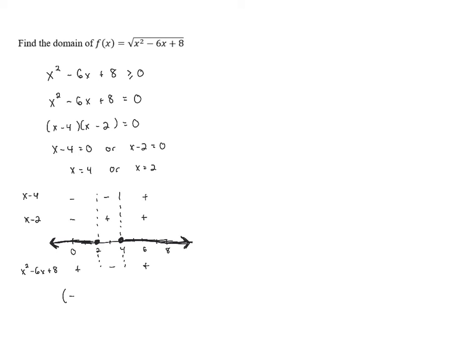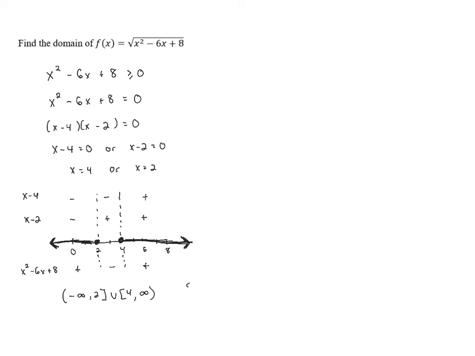Specifically, the interval from negative infinity to 2 union with the interval from 4 to positive infinity. Now, this represents where x squared minus 6x plus 8 is greater than or equal to 0. That means the radicand is greater than or equal to 0, and thus this is a representation of our domain. However, this is in interval notation, and we've been doing domains in set builder notation. So we want a way to express this in set builder notation.